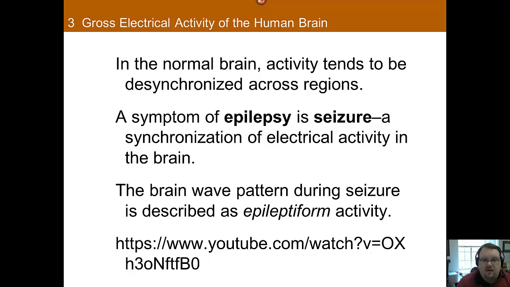So epilepsy is a brain disorder that's marked by sudden major changes in the electrophysiological state of the brain, and that change is called a seizure. And again, all a seizure is a synchronization of electrical activity in the brain. So because of this, there are certain EEG signatures that we look for, and these brainwave patterns that we see during seizures are described as epileptiform activity.